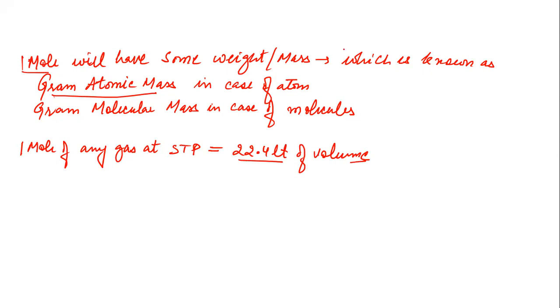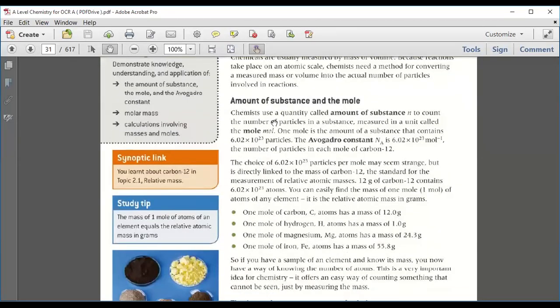Okay, now let's see this one. Chemists use a quantity known as the amount of substance, n, to count the number of particles of a substance, and it is measured in a unit called the mole. 1 mole is the amount of substance that contains 6.022 into 10 power 23 particles, which is known as the Avogadro constant. Na is the number of particles in each mole of carbon-12. Now, basically, from where did we get this number? This number is actually the number of particles which are present in 1 mole of carbon.